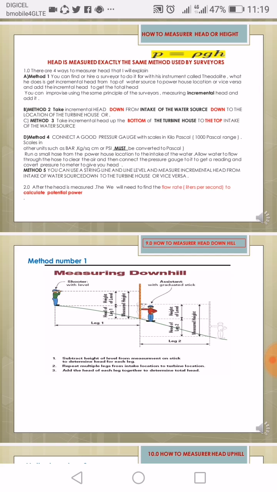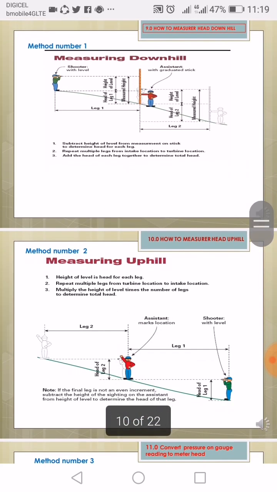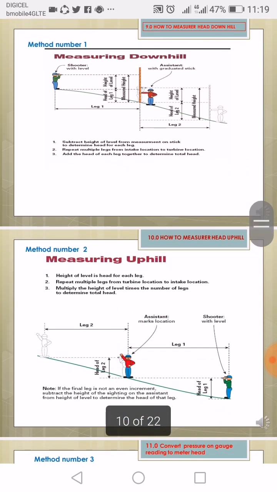Now you look at measuring downhill, how to measure downhill until you meet up and finish here, the same as before. Remember, earlier we were measuring uphill. This one is measuring downhill. Okay, downhill.